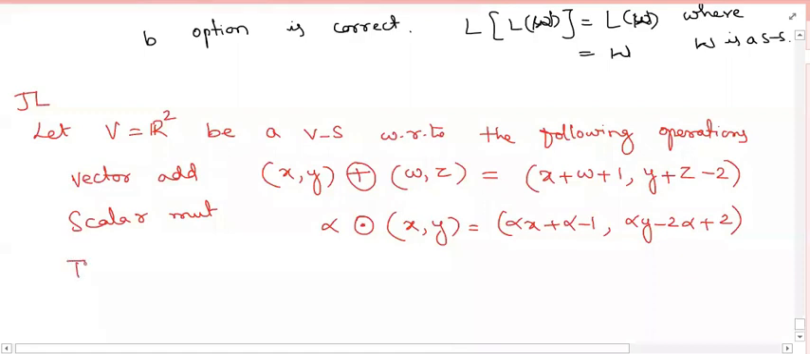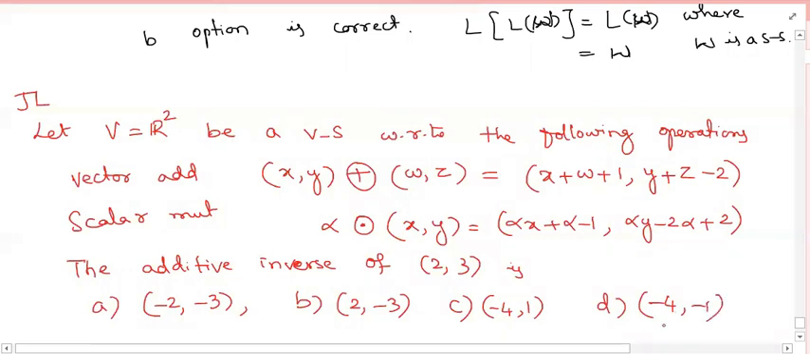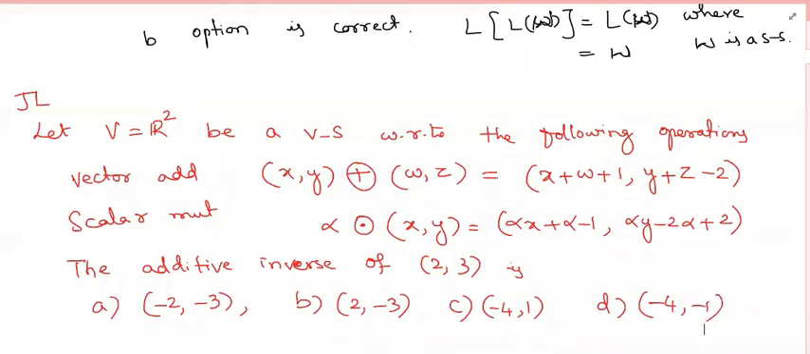Now the question is: the additive inverse of 2 comma 3 is? A, minus 2 comma minus 3; B, 2 comma minus 3; C, minus 4 comma 1; D, minus 4 comma minus 1. Answer in the chat box. Use the chat box and tell me.